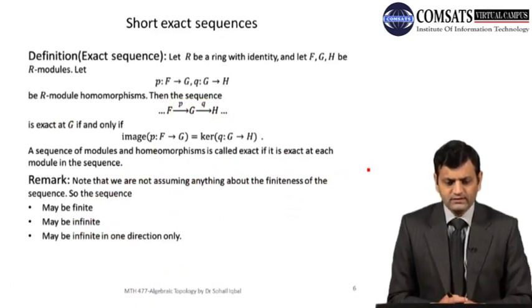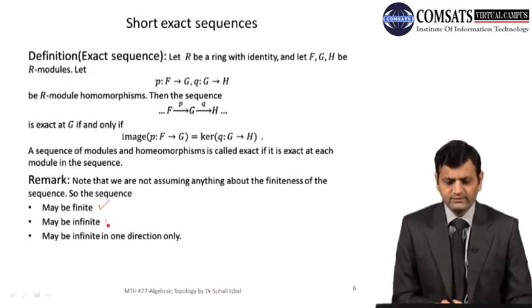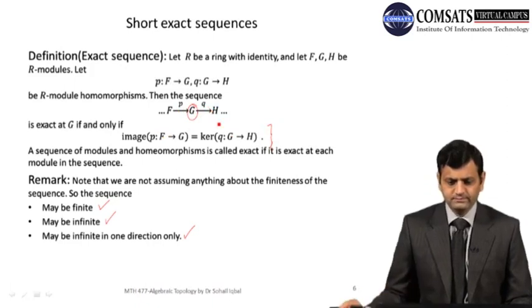So it is important to note that we are not requiring anything about the finiteness or infiniteness of this sequence. In particular, this sequence could be finite, it could be infinite, and it may be infinite in one direction only. It could be anything, but the only thing that needs to be satisfied is that at each and every node the image of the previous map should be equal to the kernel of the forward map.